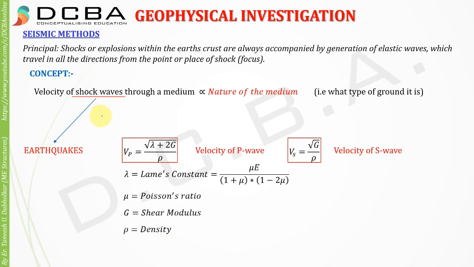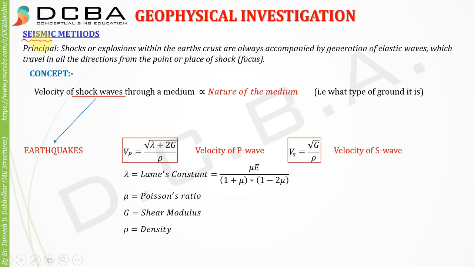The next method is seismic method, and the principle of this method is that shocks or explosions within the earth's crust are always accompanied by generation of elastic waves which travel in all directions from the point or place of shock. In the earthquake chapter that we did, we saw that whenever an earthquake happens, there are a number of waves which are generated, and these waves travel through the surface. In seismic method, the name is derived from the same thing, seismic meaning earthquake.